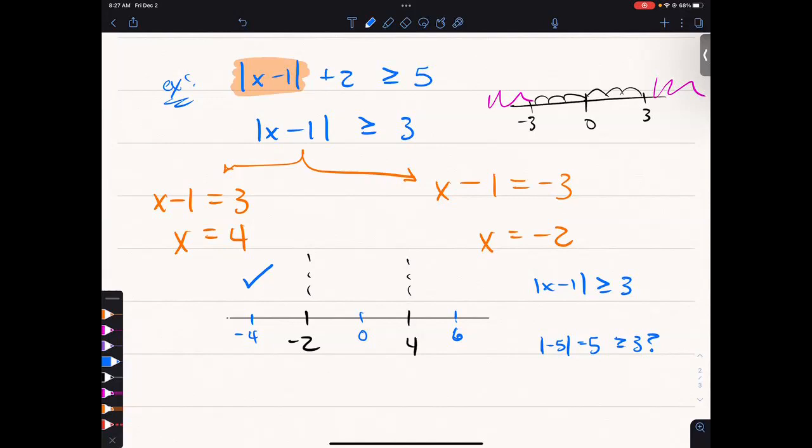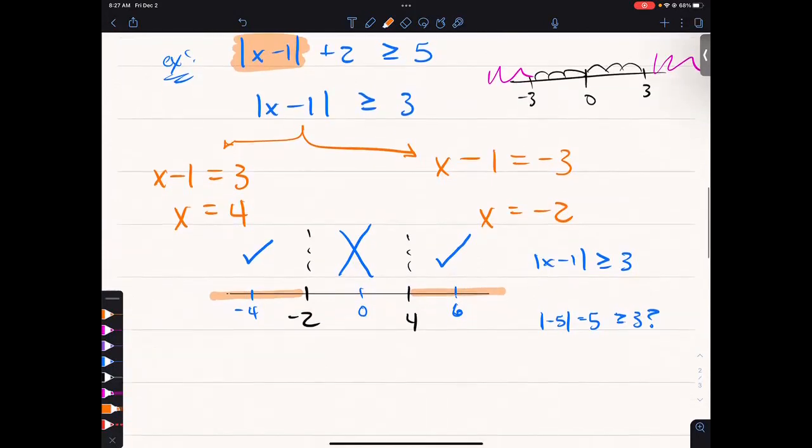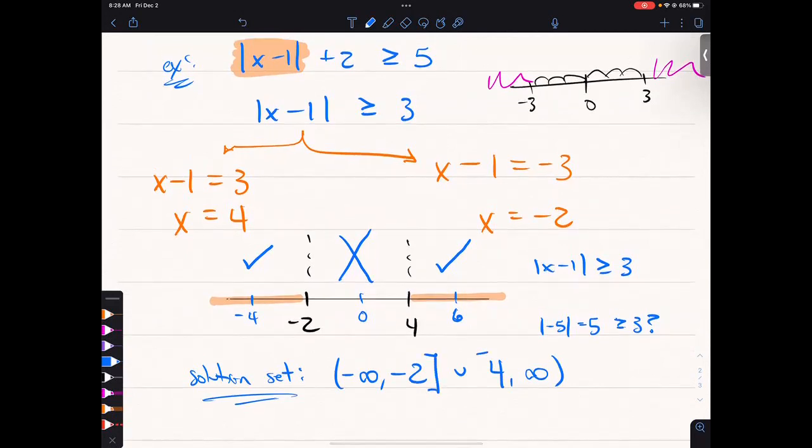If x is 0, 0 minus 1 is negative 1. The absolute value negative 1 is 1. Is 1 bigger than 3? No. And then 6 minus 1 is 5. 5 is bigger than 3, so yeah. So our solution set is everything out here and everything out here. Negative infinity to negative 2, union with 4 to infinity. And the endpoint should be included because it was greater than or equal to.